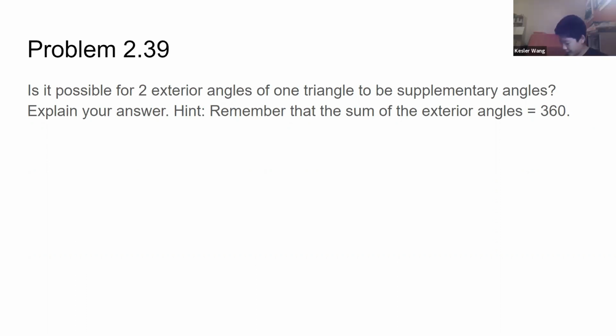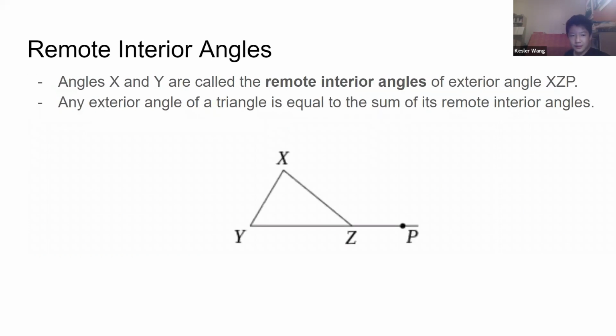Could you go back to the exterior angles notes? Okay, remote interior angles. The exterior angle of a triangle is equal to the sum of its remote interior angles. And the remote interior angles in this case would be angle X and angle Y.